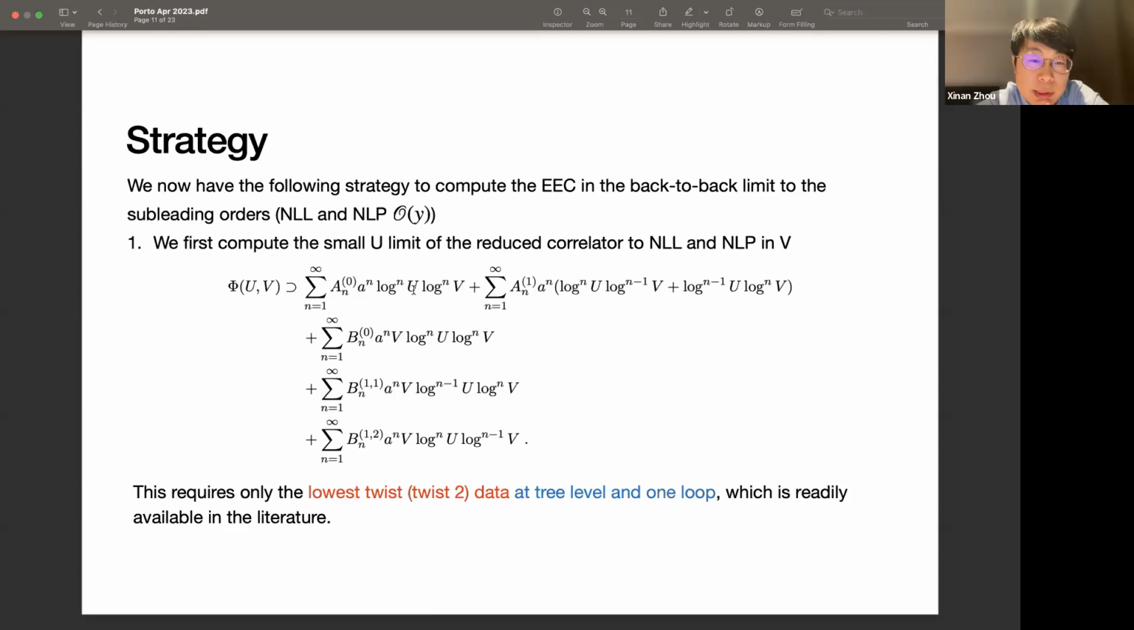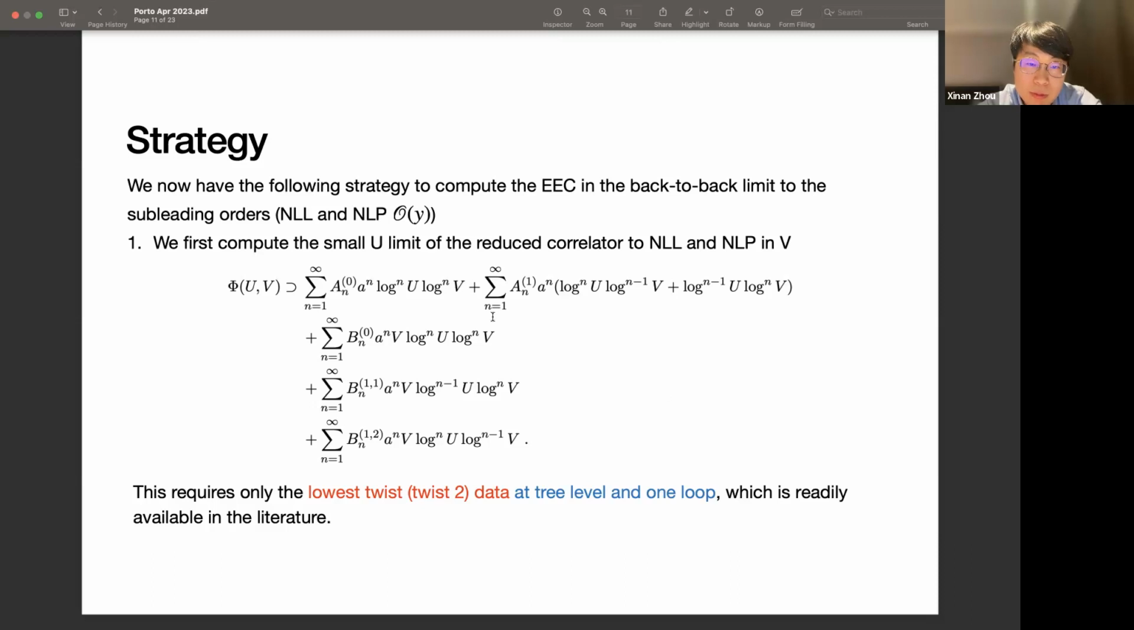This is because, for example, in this log u to the nth power, you should have the free theory OPE coefficient times tree level gamma to the nth power. But here you can also have log u to the n-1. In particular, it can be this tree level gamma to the n-1 power times the one loop correction to the OPE coefficient. But beyond that, we don't need anything. We just need the twist 2 operators at tree level and one loop. And such data has been obtained a long time ago in the literature.